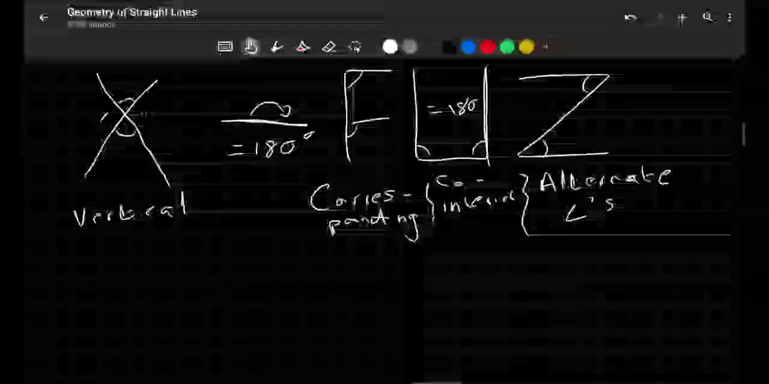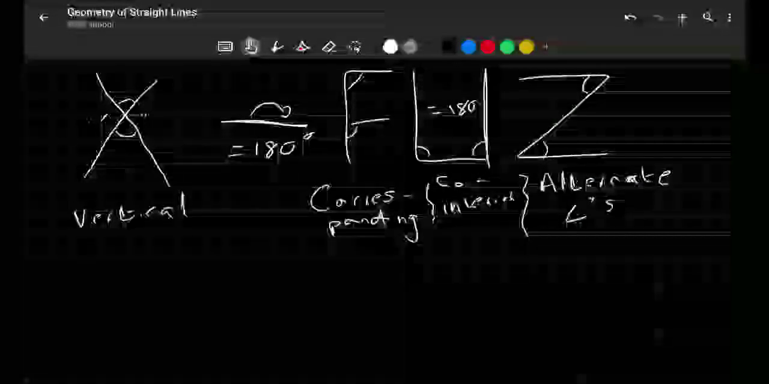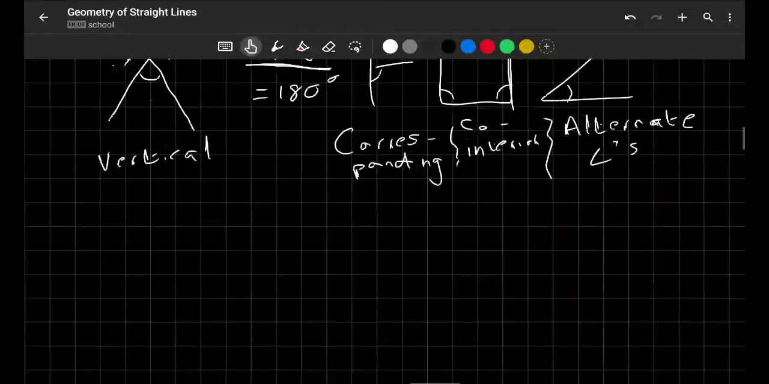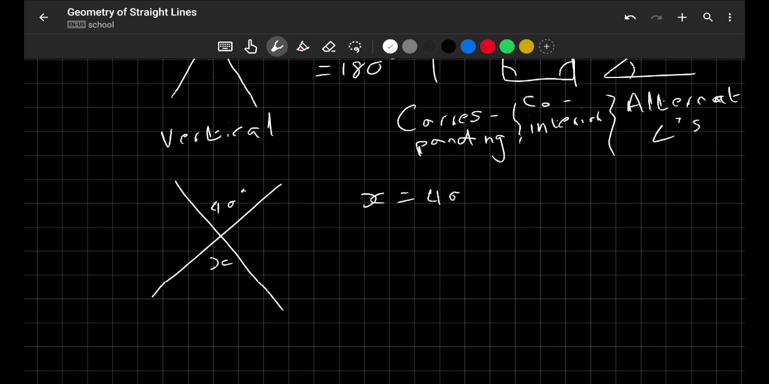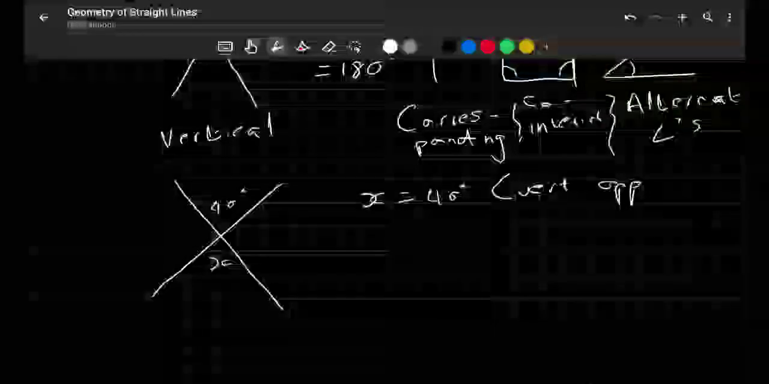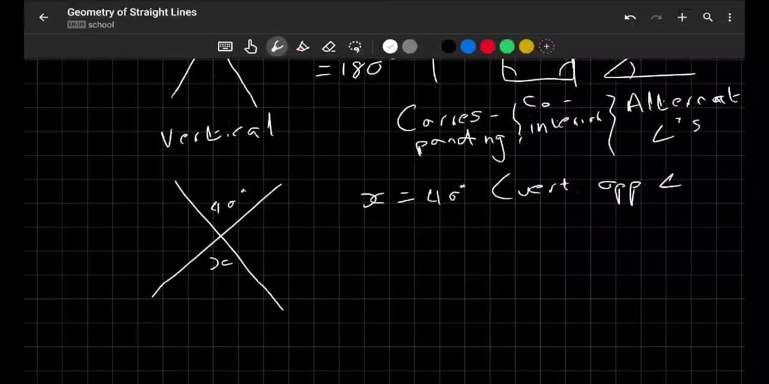Now if you watched my previous video on geometry shapes, you'll know that in all cases, you have to say your reasoning. So for example, if we had a shape here, an X, and here they said that it's 40 degrees, and then they ask you for X, you would say that X is equal to 40 degrees, and then you have to say your reasoning. Your reason would be vertically opposite angles. I'm going to abbreviate it, but please write the full thing in your exams.